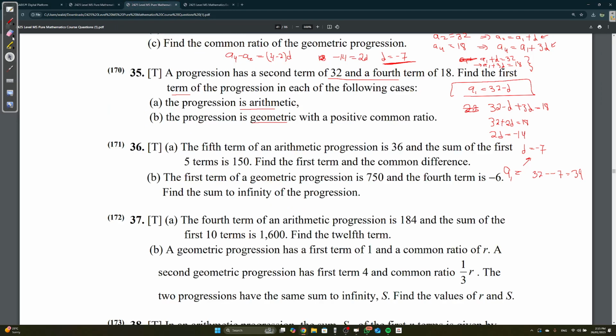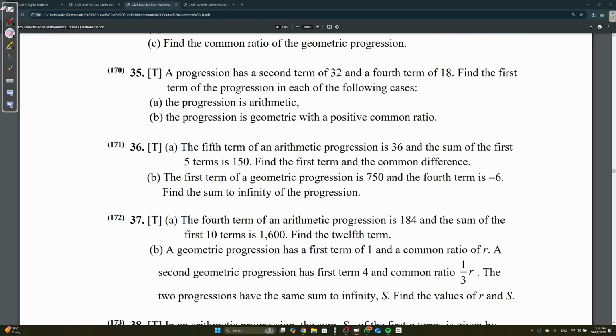See? Okay, how about when the progression is geometric? G2 is equal to 32 and G4 is equal to 18. Can I find the ratio having G2 and G4? Yes, we know the ratio of any Gn over Gm is equal to r to the power of n minus m, right? G4 over G2 would be equal to r to the power of 4 minus 2, which is just r squared.